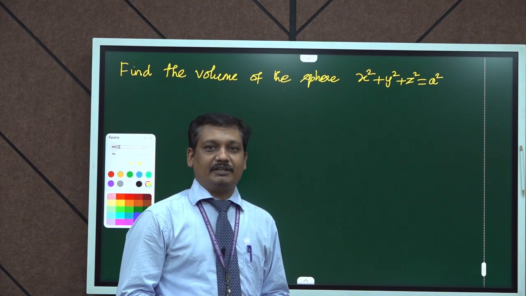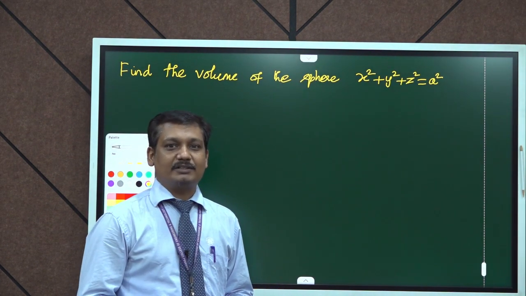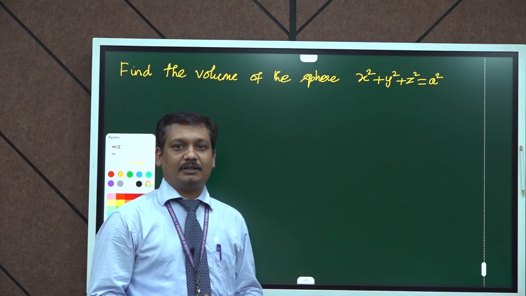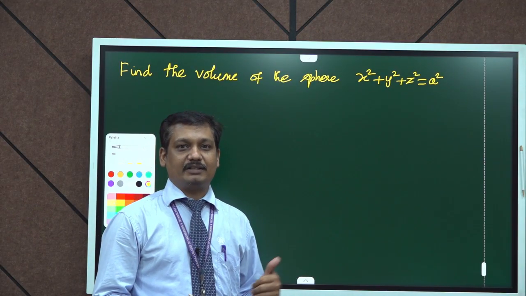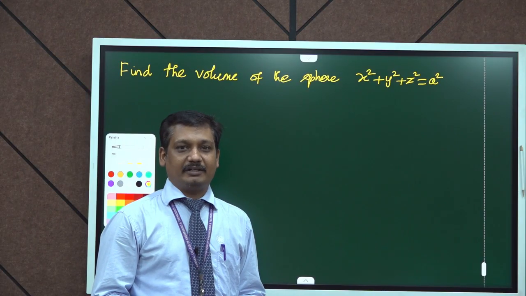Welcome to this video. Today we are going to discuss the volume of the sphere x squared plus y squared plus z squared equal to a squared by using Cartesian coordinates.